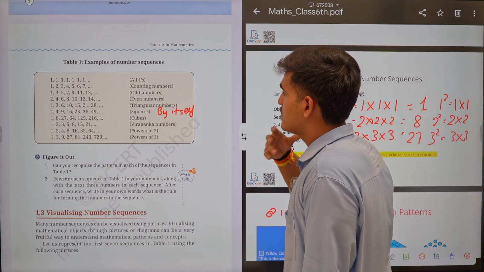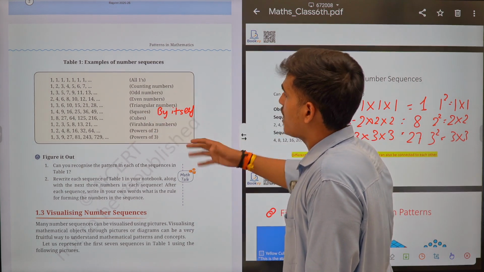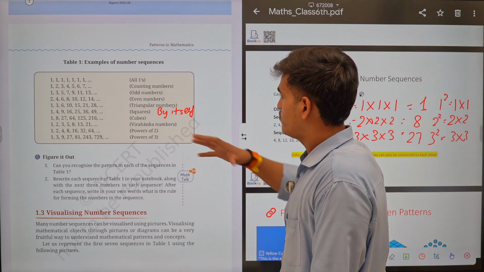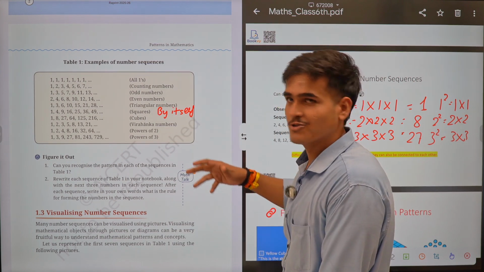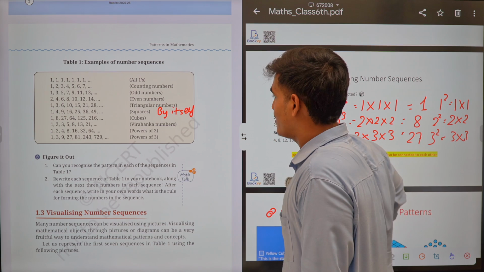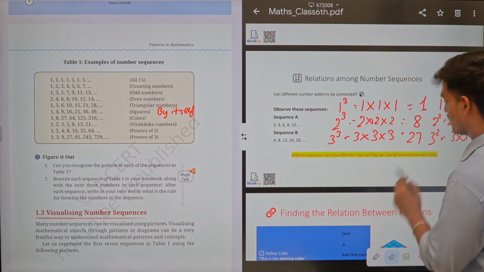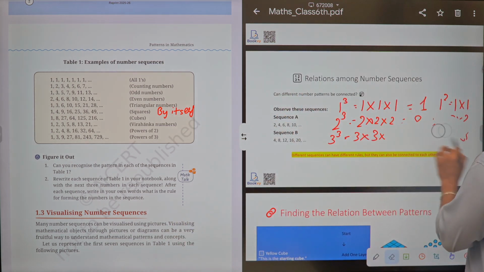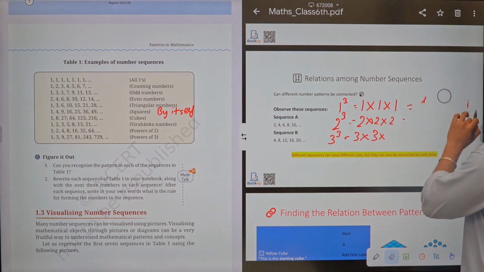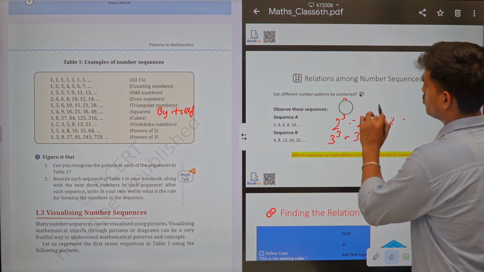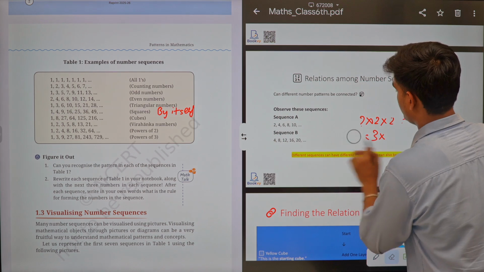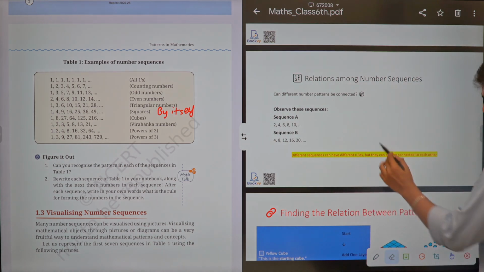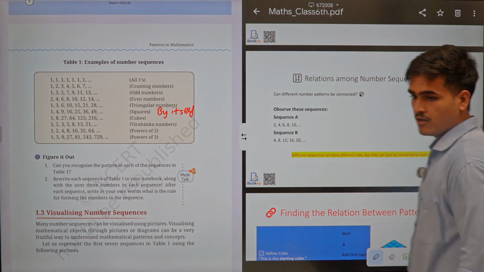Understood? Squares, cubes. Now sir, what is Virahanka's number? We are not able to pronounce it also, right? Sir, what is this? We also don't know. Let's understand. What is Virahanka's number? Actually students, in the ancient time, people used to calculate numbers which are the sum of the previous two numbers, right?